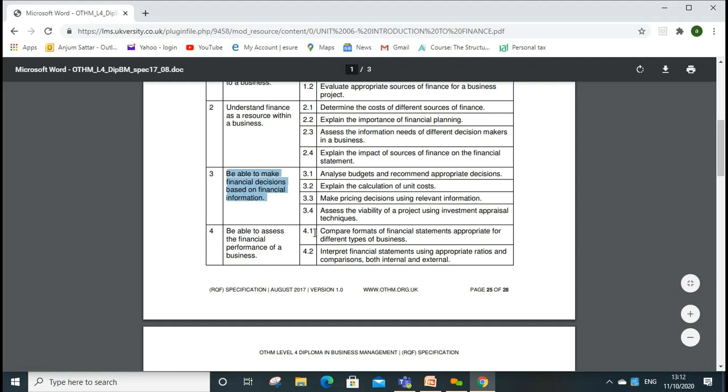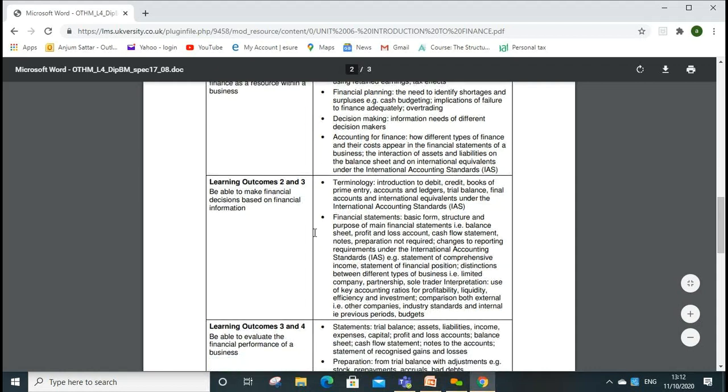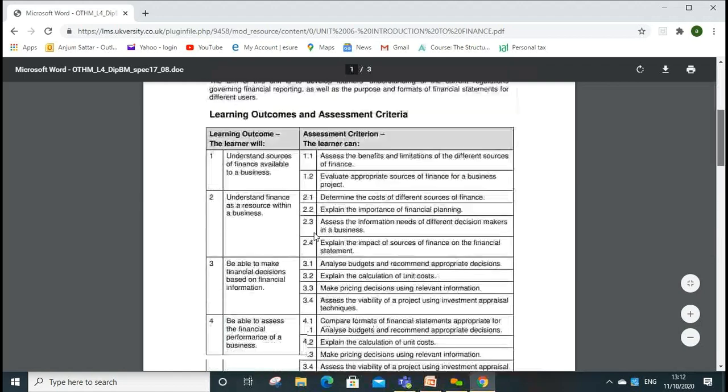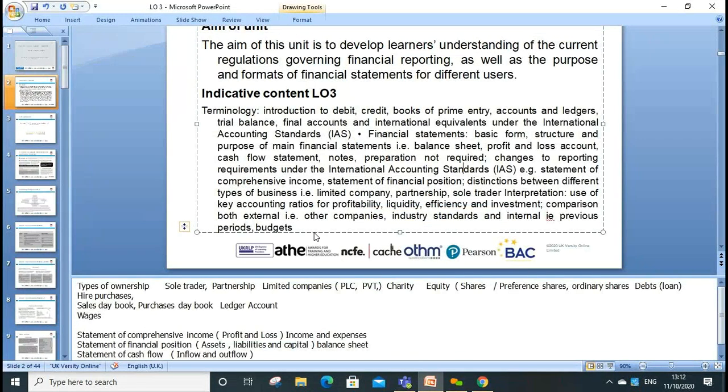Today we are doing learning outcome 3, analyze the budget. You will see there is a budget, but when we look at the indicative content of 3, they mention more about debit and credit. Budget is all about the financial plan, and there is a little discussion here on previous period budgets. So our key focus should be on the budget and types of budget. Then we will calculate the cost, make pricing decisions based on the costing, and assess investment appraisal. Appraisal means how we can decide where to invest, how much to invest, and when to invest. That is all we will focus on.